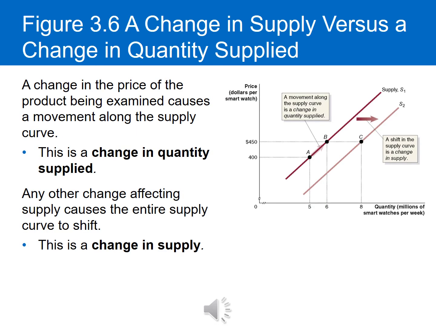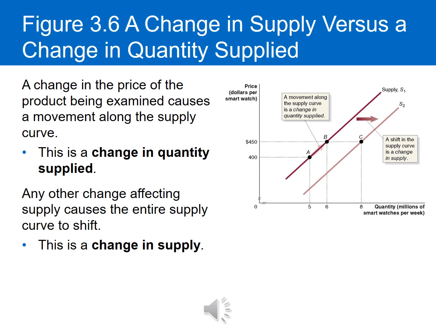Now let's compare a change in supply versus a change in the quantity supplied. Important, just like for demand, to get this notation right. A change in the quantity supplied is going to be a change in the price of the product being examined, which causes a movement along the supply curve. So in the figure on the right, for supply curve S1, that's going to be a shift from point A to point B. As the price increases from $400 to $450, we're going to move along the supply curve from point A to point B. So the quantity supplied in this case will increase from 5 million smartwatches to 6 million smartwatches. This is because it's a change in price.